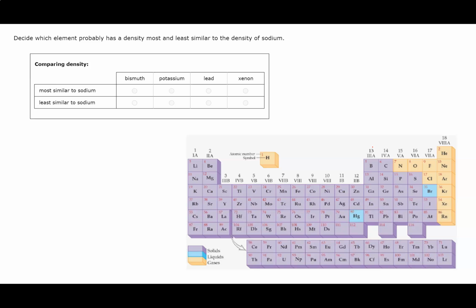All right, let's have a look at this one. It says decide which element probably has a density most and least similar to the density of sodium. So let's find sodium, and the one that's going to have the density that is most similar to sodium is the one that is the closest. So xenon is way over here, so it's not going to be xenon for this, right? And then lead, there's xenon, lead is in there. So that's a long way.